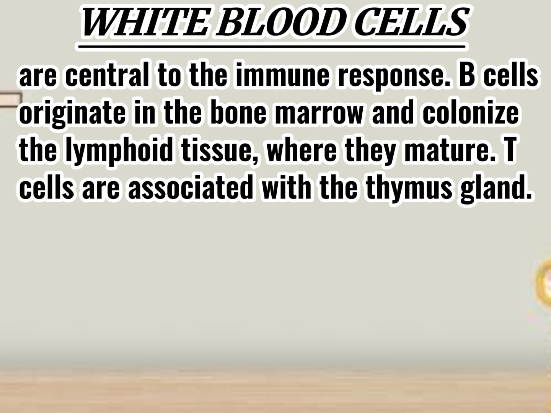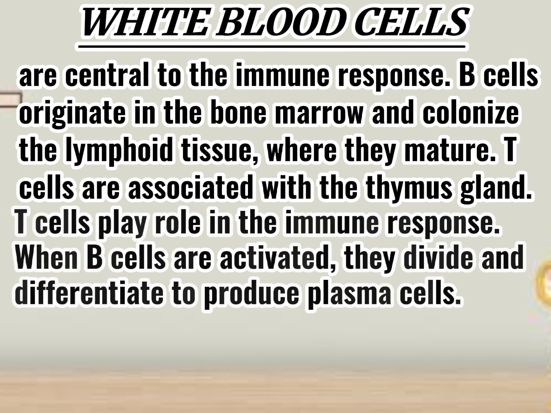B cells originate in the bone marrow and colonize the lymphoid tissue, where they mature. T cells are associated with the thymus gland. T cells play a role in the immune response. When B cells are activated, they divide and differentiate to produce plasma cells.